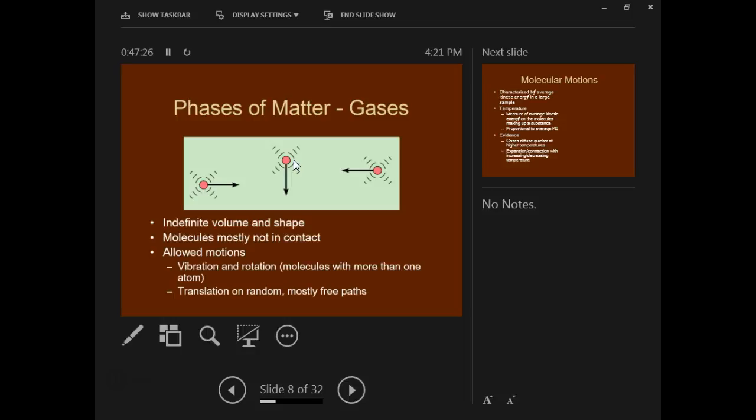Plasma. How do you get from a gas to a plasma? How did you get from a solid to a liquid? Add energy. Liquid to a gas, add more energy. Gas to a plasma, add more energy. Any plasma in the room? Yes, in your tubes here. That's what's giving off the light.